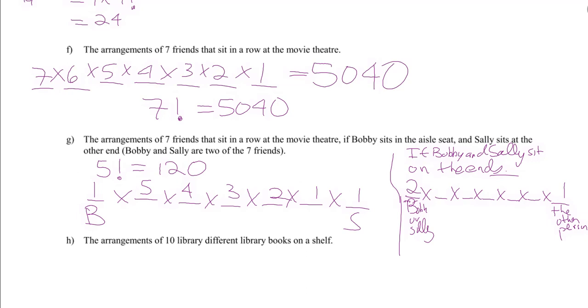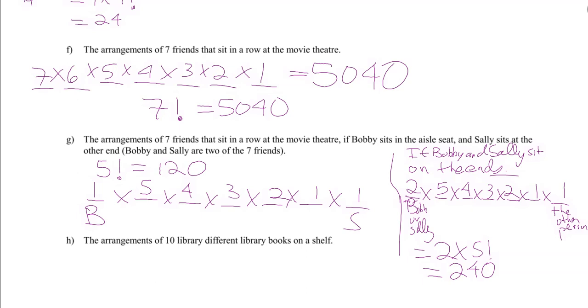Okay, we've dealt with the restrictions, right? How many choices are there here? Well, we got 7 people in total, right? And we've accounted for 2 of them on the ends. So what's the answer? 2 times 5 factorial, or 240.